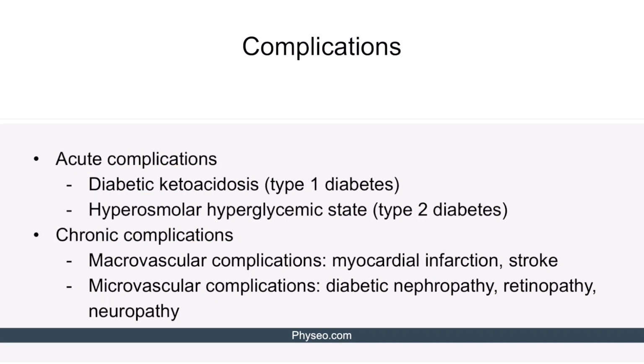Now, the complications of diabetes can be divided into acute and chronic complications. Now, the two most important acute complications are diabetic ketoacidosis associated with type 1 and hyperosmolar hyperglycemic state associated with type 2. Chronic complications include various macrovascular and microvascular complications such as myocardial infarction, stroke, and diabetic nephropathy. Now, all of those complications are discussed in our lectures on acute complications and chronic complications, respectively.